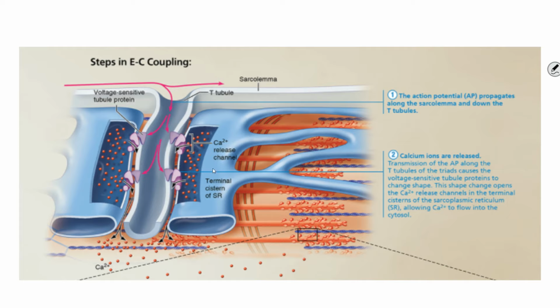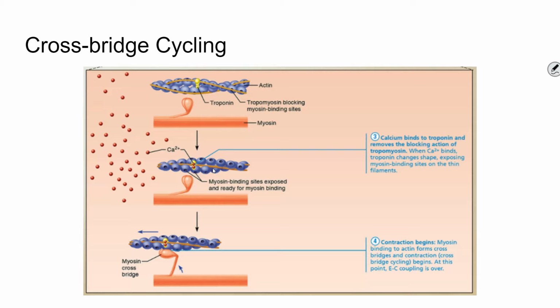All right. That calcium is then going to initiate something that's called cross-bridge cycling, which is this interaction between the myosin filament and the actin filament. Remember, the myosin filaments are called thick filaments. The actin filaments are called thin filaments. So a couple things here before we go on.